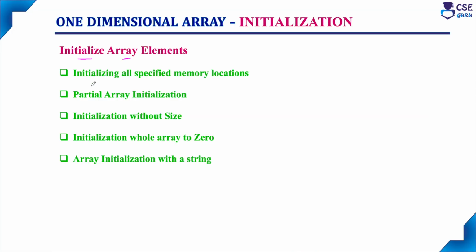Okay, already we have discussed initializing all specified memory locations, then partial array initialization, initialization without size, and initializing the whole array to 0. These four methods we have already discussed. And in this session, we are going to discuss array initialization with string.